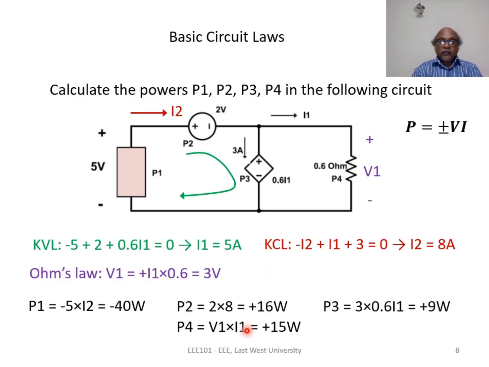Finally, P4, I1 and V1 satisfy passive sign convention. So plus V1 I1, V1 is 3 volt, I1 is 5 ampere. So the power is plus 15 watts. We have obtained the results. If you add all four powers, that is, if you calculate P1 plus P2 plus P3 plus P4, you will see that the sum is 0. Why? We had discussed that at the end of the last lecture.